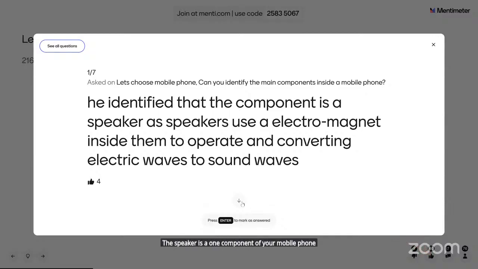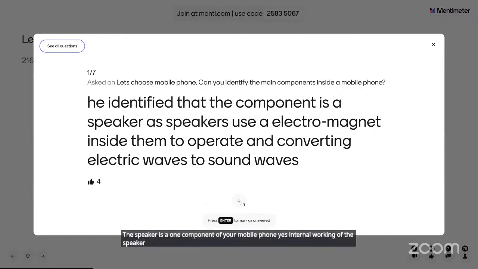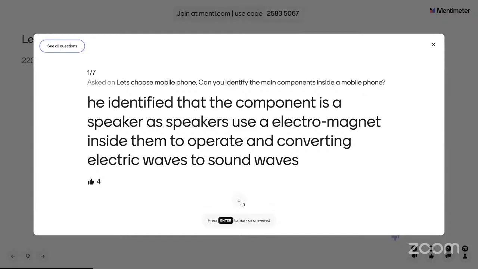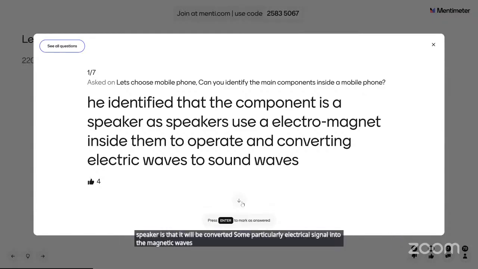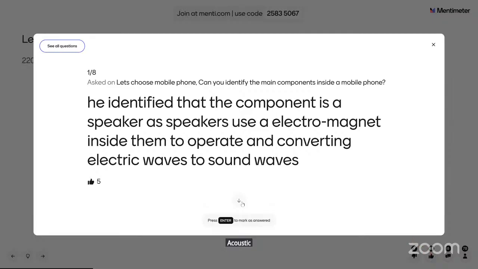Yes, the internal working of the speaker is that it will convert some electrical signal into magnetic waves. Due to this, there are variations in the surrounding environment, waves are created, and due to these waves, an acoustic wave or sound wave will travel in the environment.